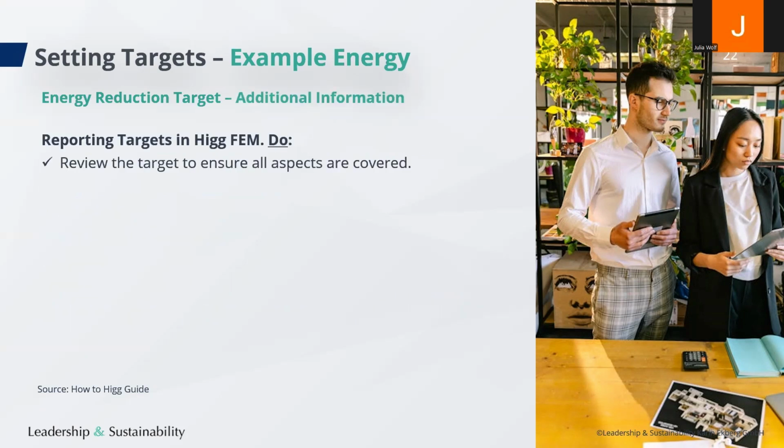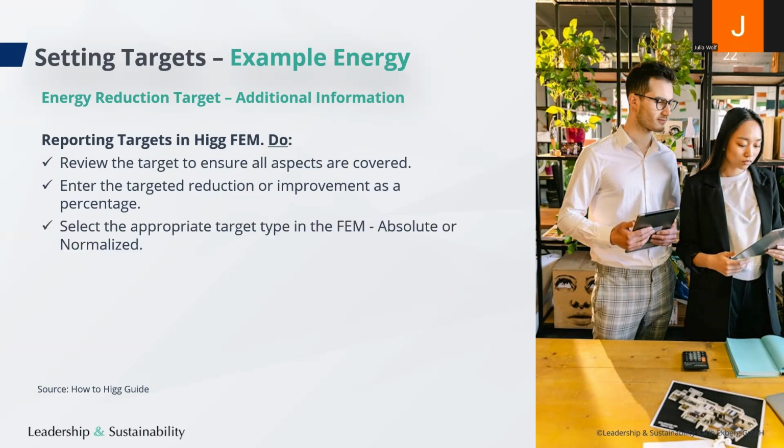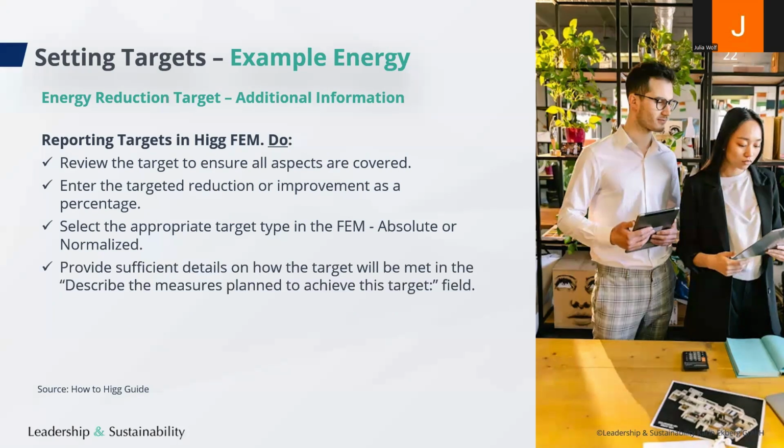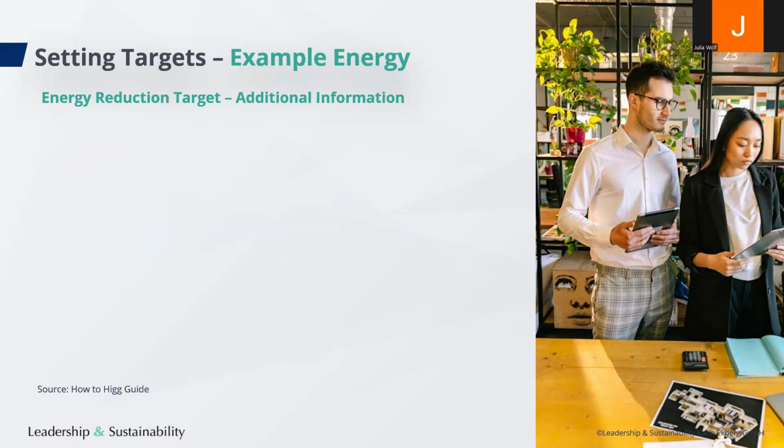And this comes now from the How to Higg, the reporting the targets in Higg FEM. Here are some do's. Review the target to ensure all aspects are covered. Ensure the targeted reduction or improvement. Enter the targeted reduction or improvement as a percentage. Select the appropriate target type, absolute or normalized, and provide sufficient details on how the target will be met, describe the measures plan to achieve this target field.